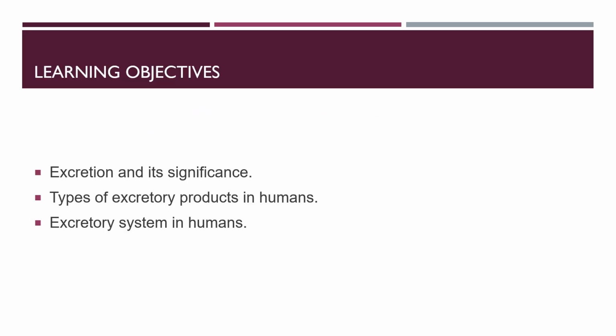What are the learning objectives of today's lesson? At the end of this lesson, we will know what excretion is and what its significance is, what the types of excretory products in humans are, what the human excretory system looks like, and what the parts of the human excretory system are that we will deal with in today's episode.